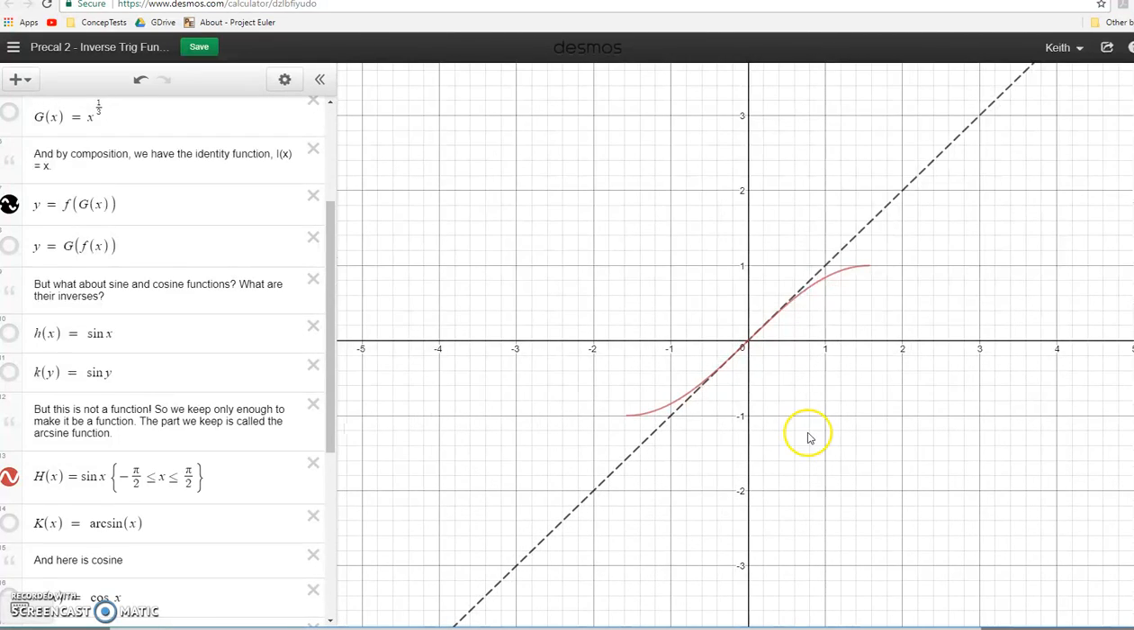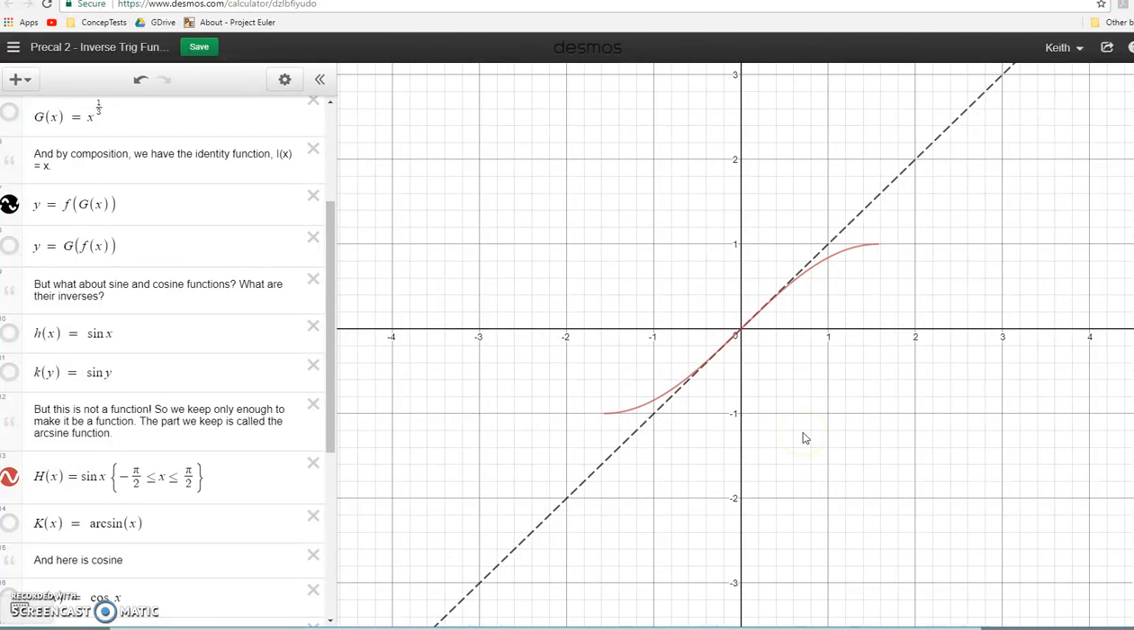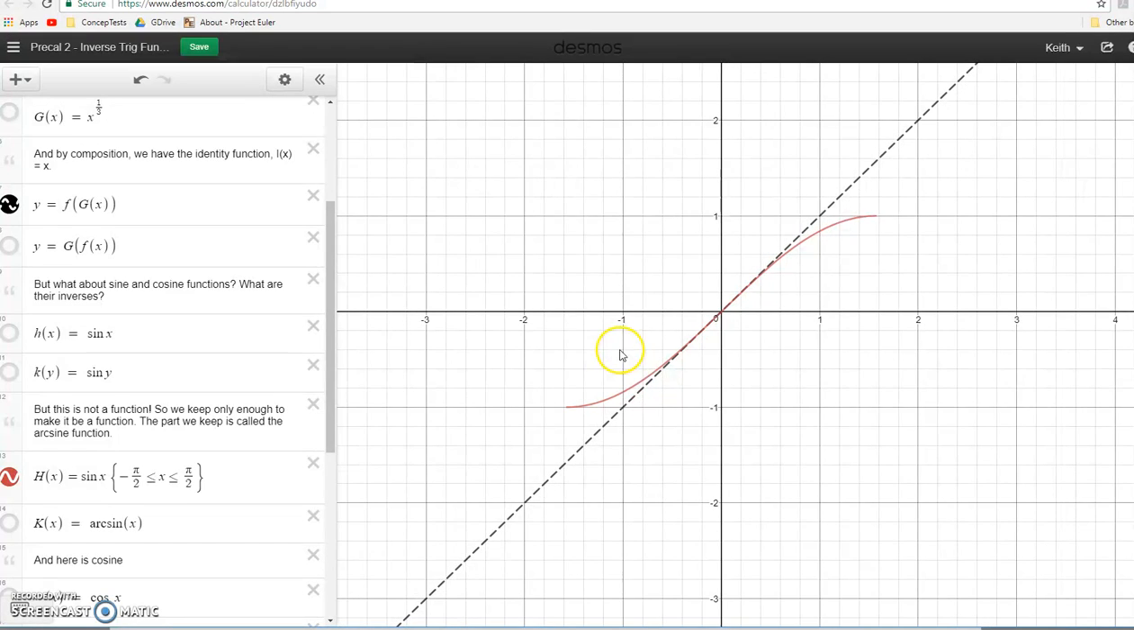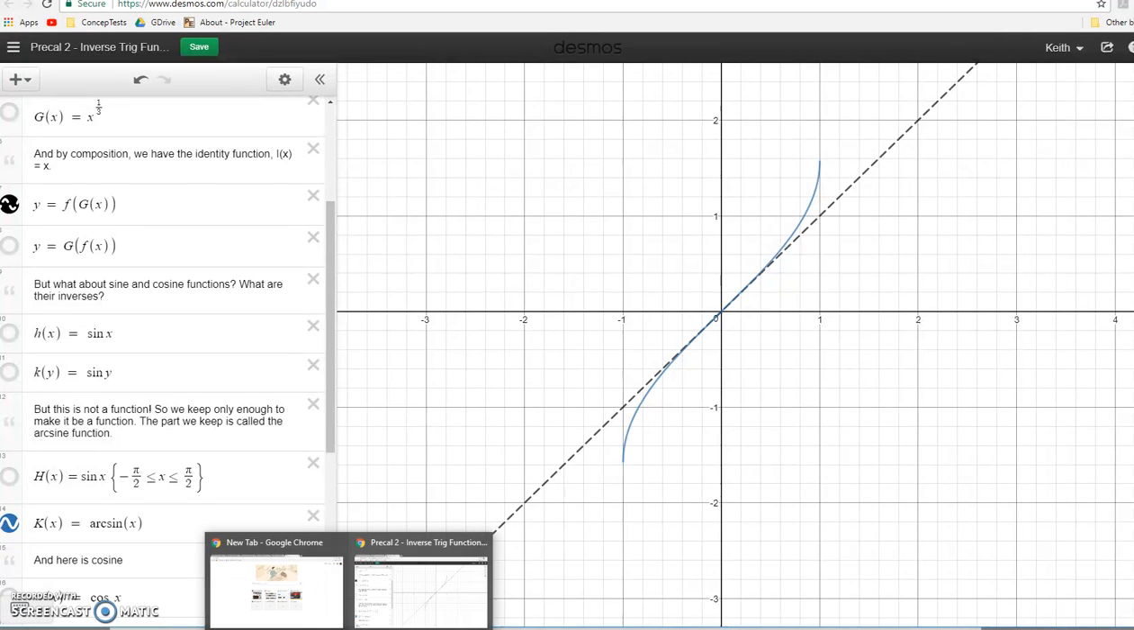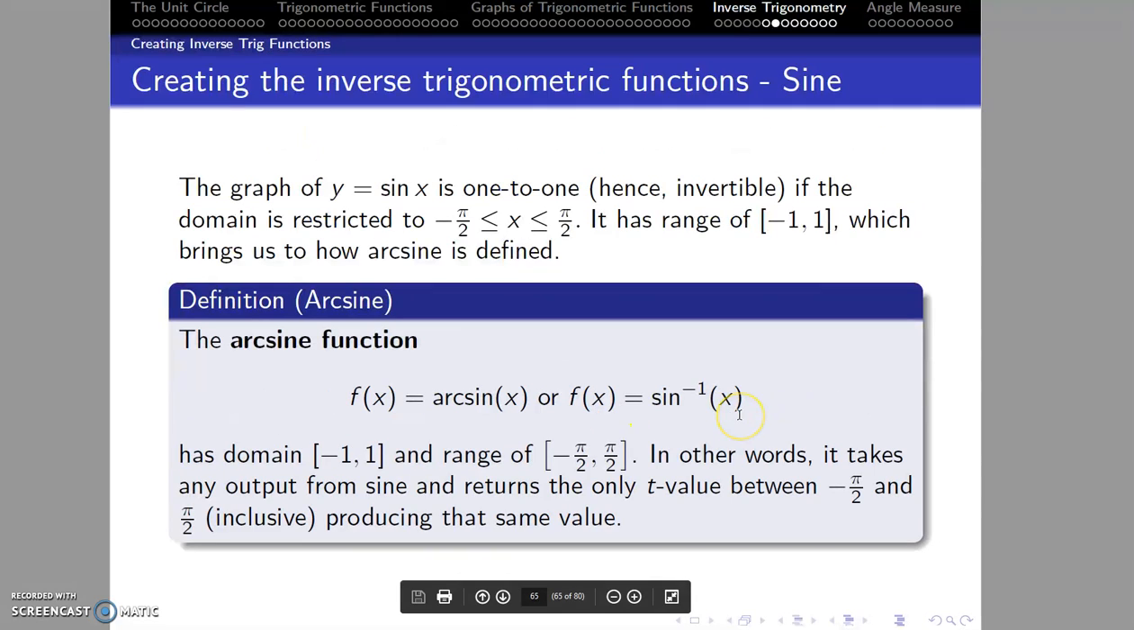If we restrict the domain of the sine function to be just between plus or minus pi over 2, we do now have a function that is invertible. And there it is. That is the graph of the arcsine function. Not that we need to remember that necessarily, but we do need to remember that it's only going to work for values between plus or minus pi over 2. So let's circle back to this now.